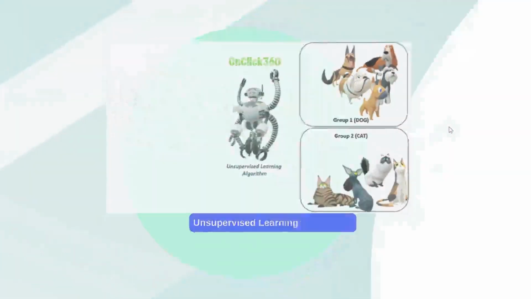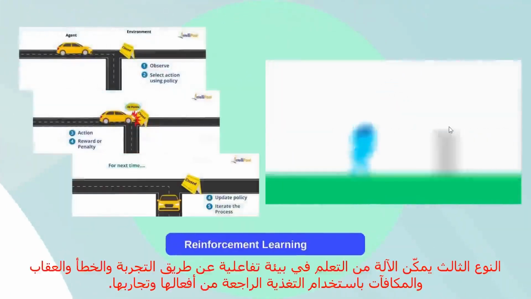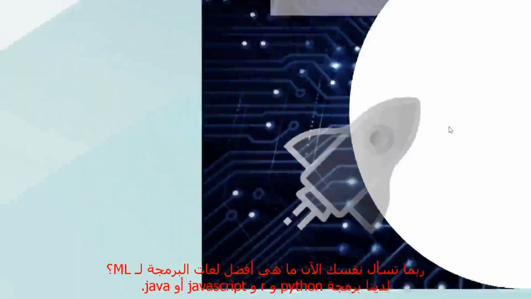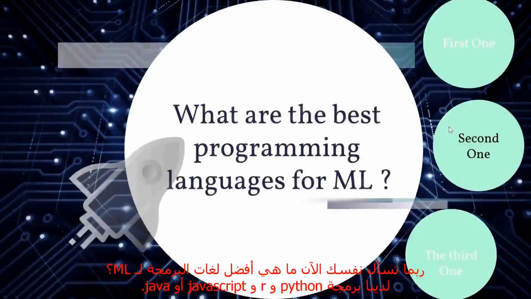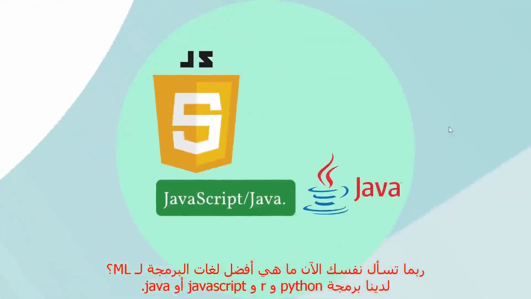And the third type, reinforcement learning, enables a machine to learn in an interactive environment by trial, error, punishment, and rewards, using feedback from its own actions and experiences. Maybe you are asking yourself now, what are the best programming languages for machine learning? We have Python, R programming, and JavaScript or Java.